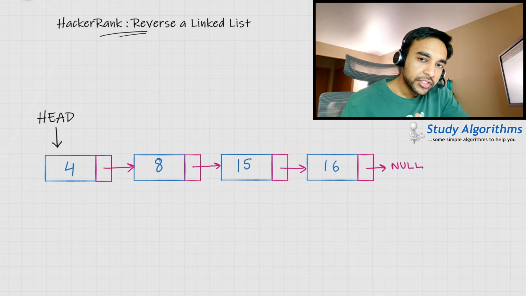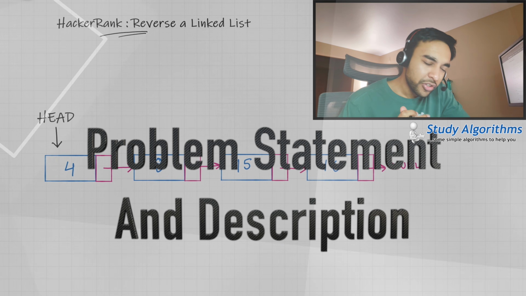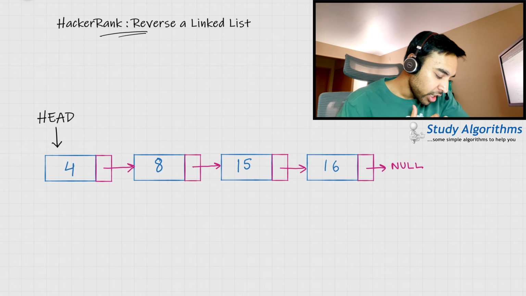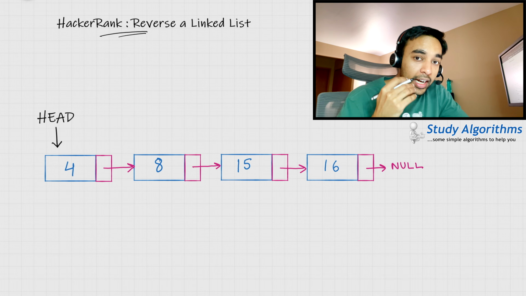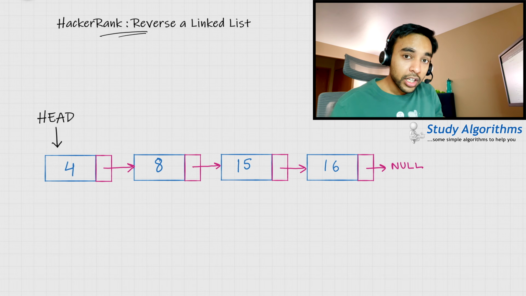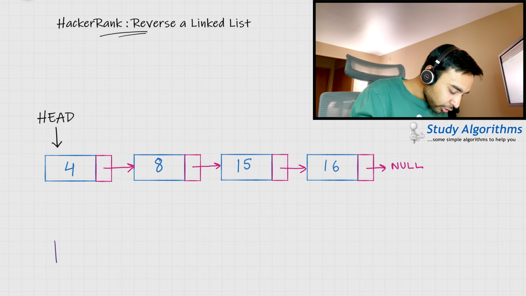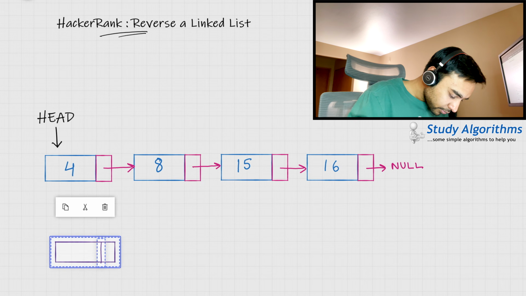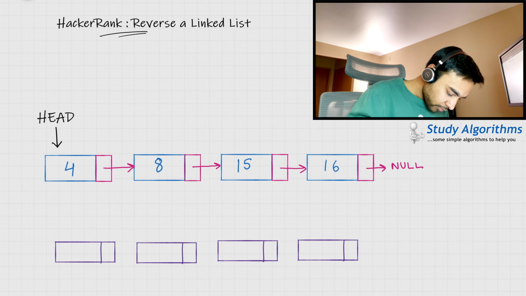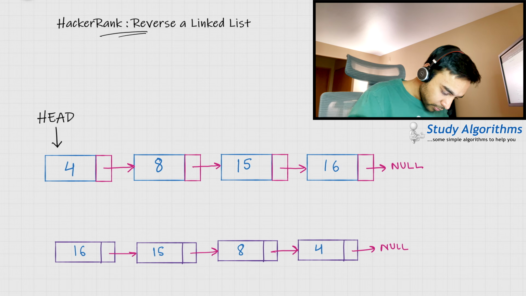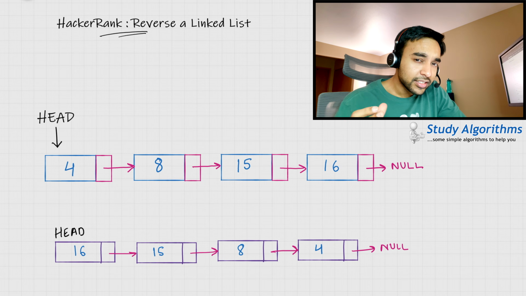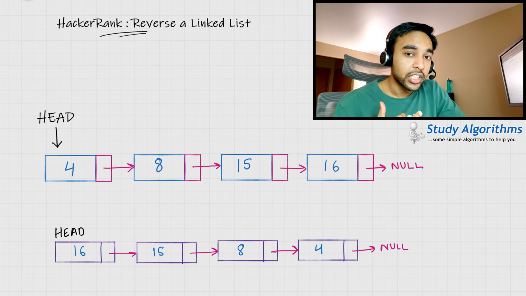Let us try to understand the problem statement first. Actually, it is pretty straightforward. You are given a linked list with a head pointer and it has the values 4, 8, 15 and 16. And ultimately, you need to return a list that is completely in the reverse order. What it means is that you need to return a list that looks something like this. So you see, this list is entirely in the reverse order of the actual list.